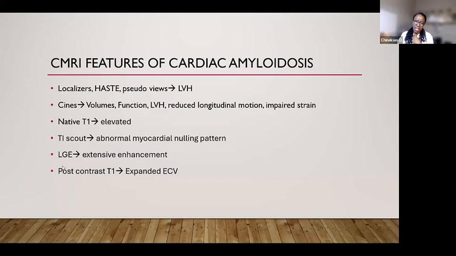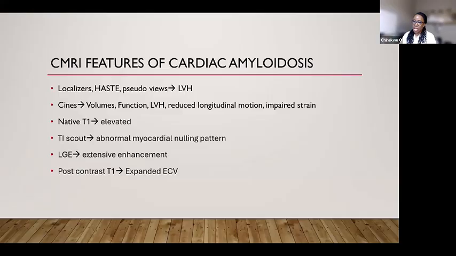And then when we do a TI scout, which is inversion recovery, i.e. when we apply a saturation pulse, how long does it take the myocardium to recover to its usual position? There's usually a pattern where the blood pool recovers first before the myocardium, but in cardiac amyloidosis it's actually reversed, and the myocardium may recover at the same time as the blood pool, i.e. go black at the same time as the blood pool, or even go black earlier, depending on how much amyloid has deposited in it.